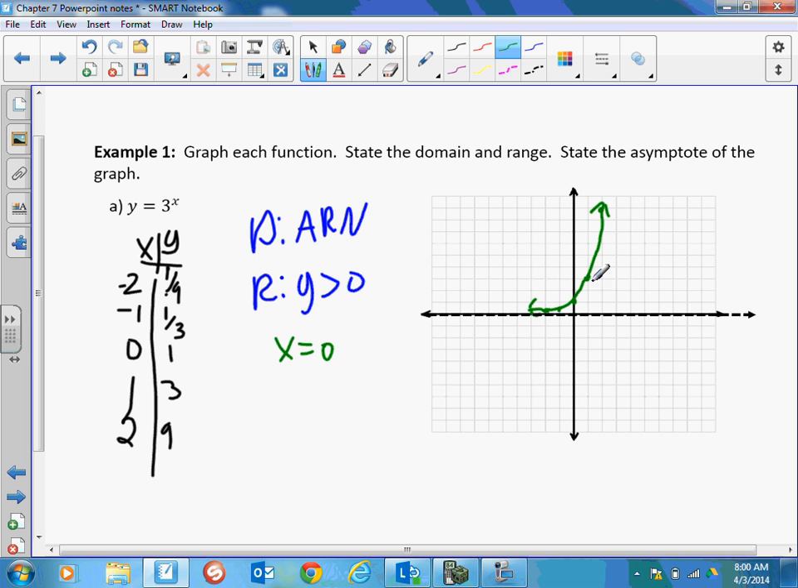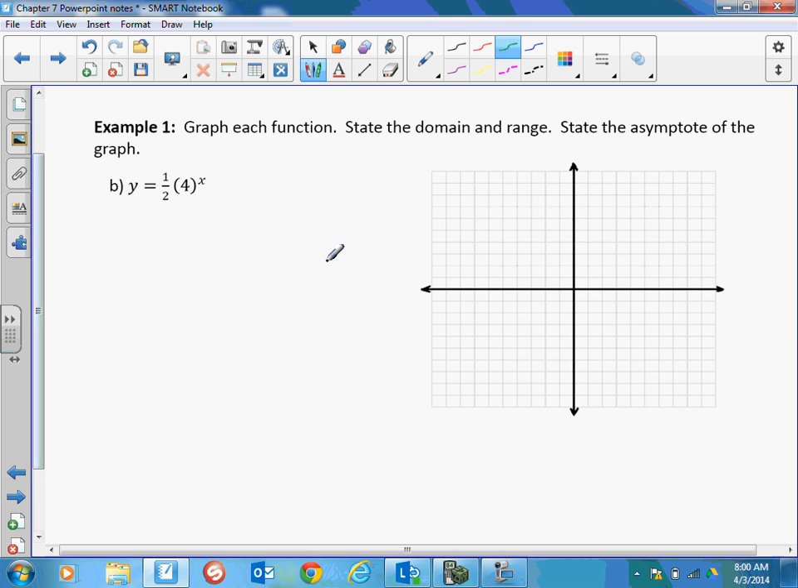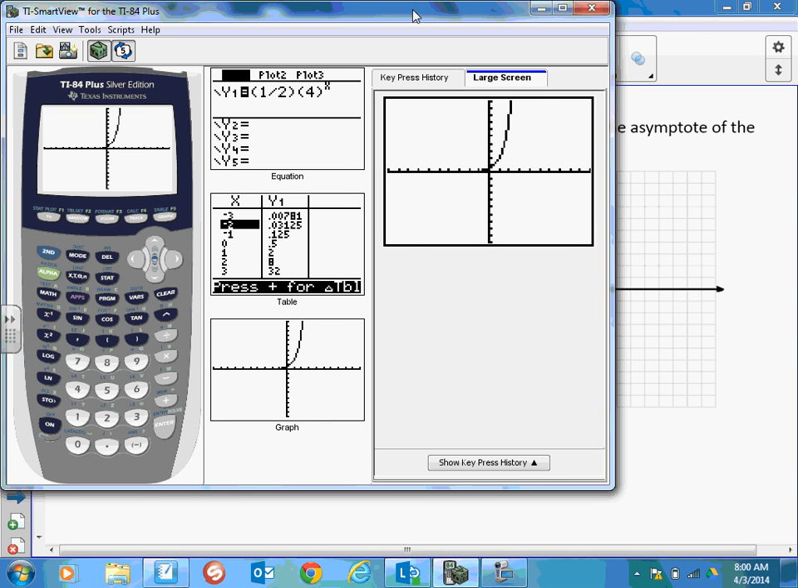So you need the graph, you get points for the graph, you get points for the domain and range, and you get points for the asymptote, which is x equals 0, where it approaches but doesn't cross. On this one, just to show you that you don't have to do it all with paper and pencil or in your head, you can use a graphing calculator. So I'm going to use a graphing calculator real quick.